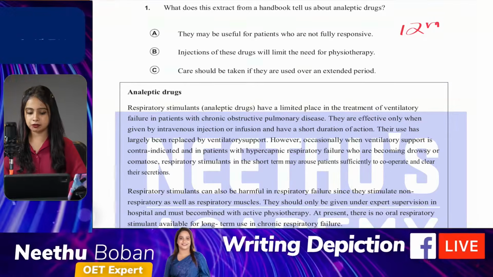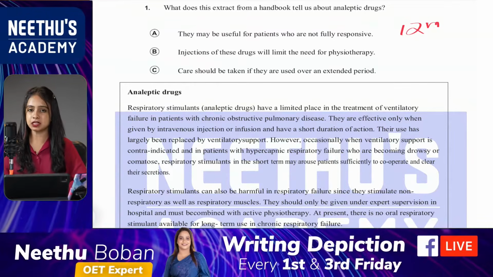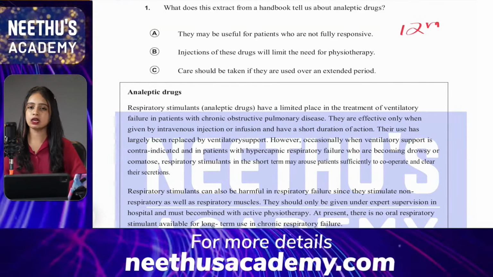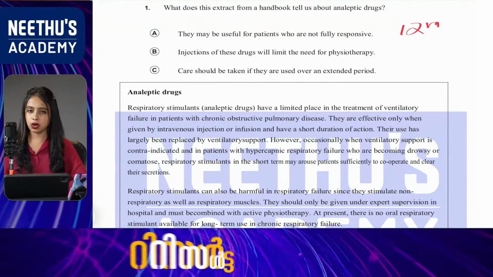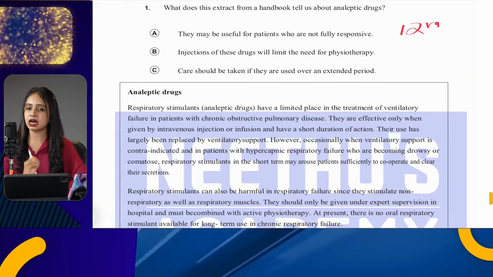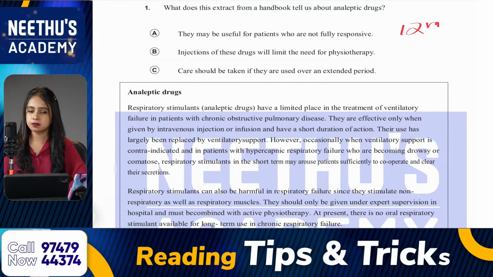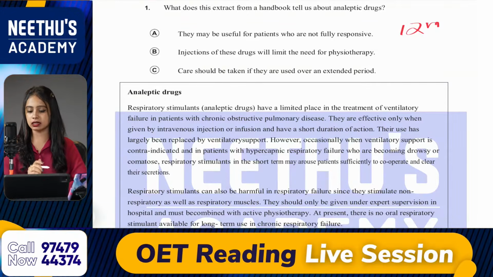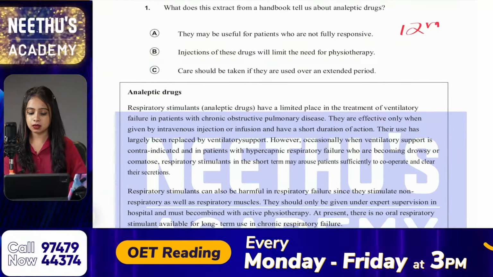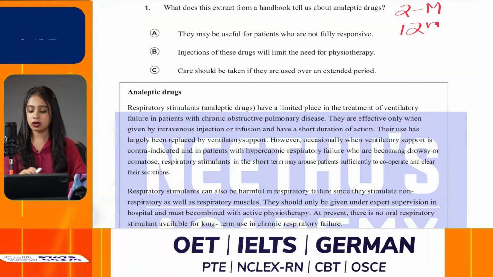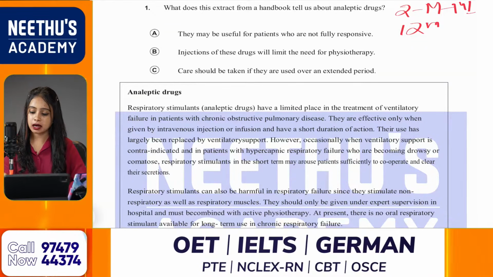What does this extract from a handbook tell us about analeptic drugs? Then understand the question. So what is the question? This is an extract from a handbook. It's all about a particular medicine. So in which category does the question fall under? This is all about analeptic drugs or a particular medicine. So this question comes under the second category. This is a manual, which you are reading for the main idea.